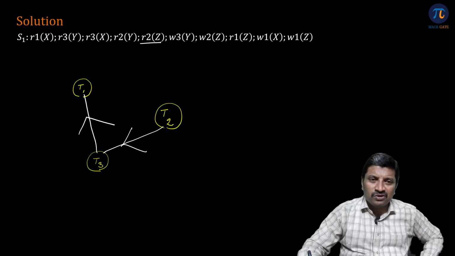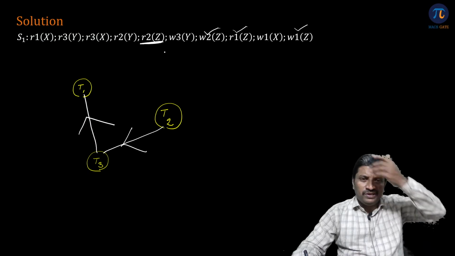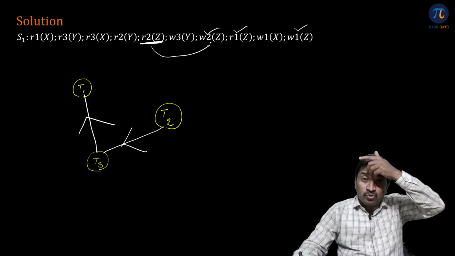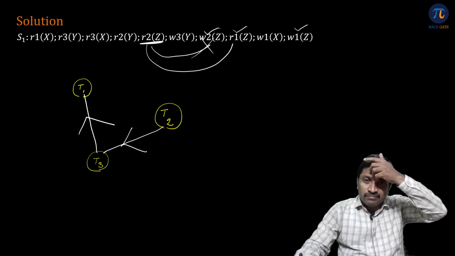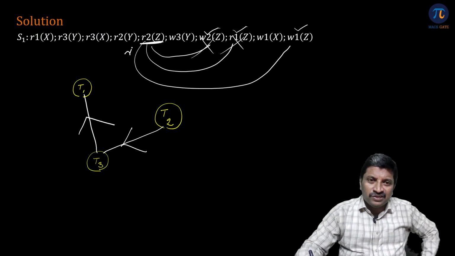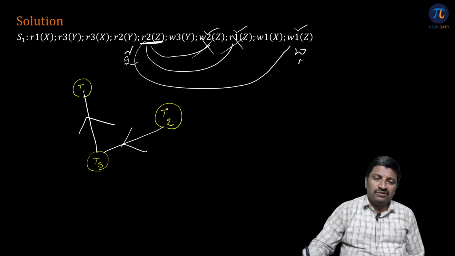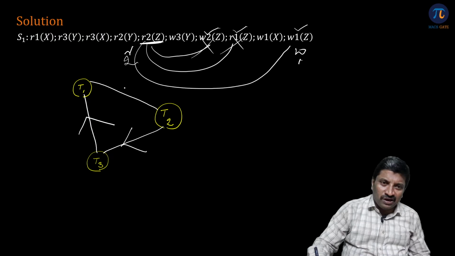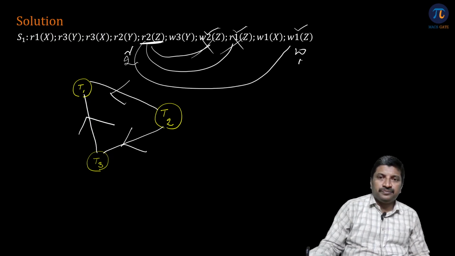Then go for the next, R2 of Z. Oh, we have so many. Now here, same transaction 2, 2, leave it. Both are reads, leave it. Please observe it. This is read, this is write. This is 2, this is 1. So 2 first, 1 next. So from 2 to 1, I need to draw a line. Hope you understood it.